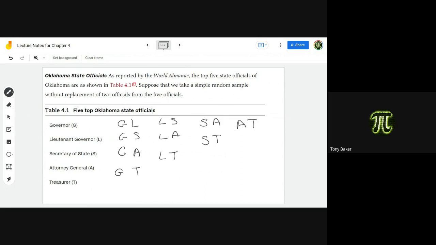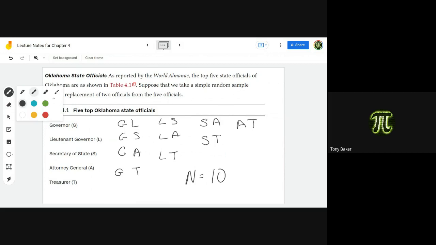So how many outcomes are there? 10. Okay, so that right there, that's my N. Remember, was F over N? That's my N. That's never going to change in this problem because those are all the outcomes. Okay? So what's the probability that we obtain the governor and treasurer? 1 out of 10. There's only one of those options, right? What's the probability that the attorney general is included in the sample?